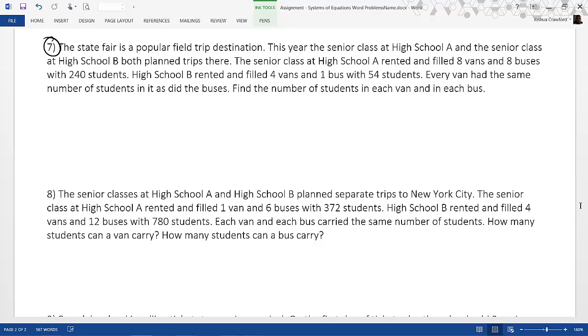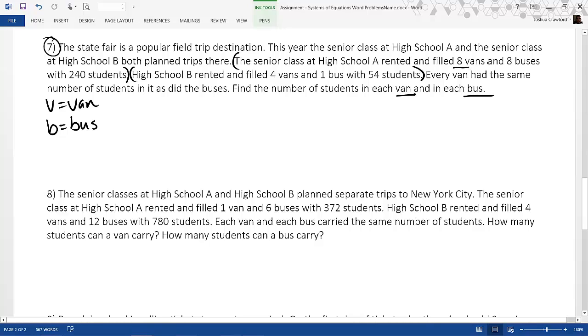Okay, so the things we're trying to find, our variables, are going to be the students in each van and the students in each bus. So V for van and B for bus. Let's set up our equations. If we look at the third sentence and the fourth sentence, those will be your two equations. We have 8 vans, so 8V, plus 8 buses, 8B, equals 240 students. So that's your first equation: 8V plus 8B equals 240. Now the fourth sentence, our second equation: 4V plus 1B equals 54. So 4V plus B equals 54.